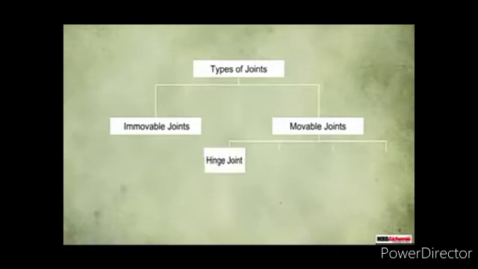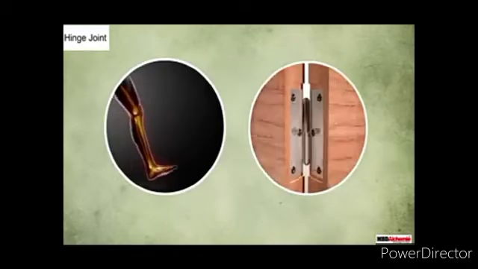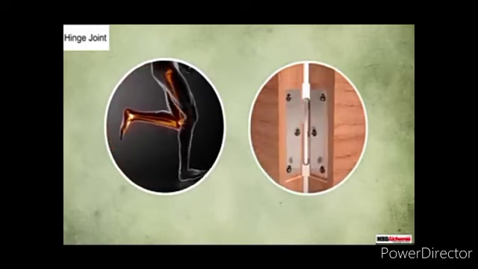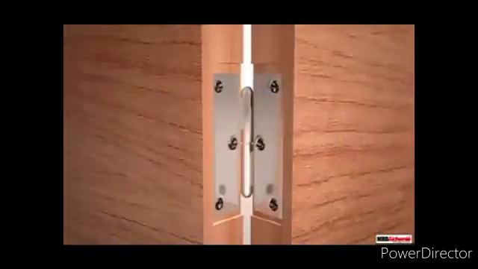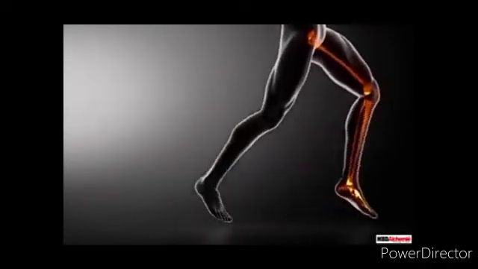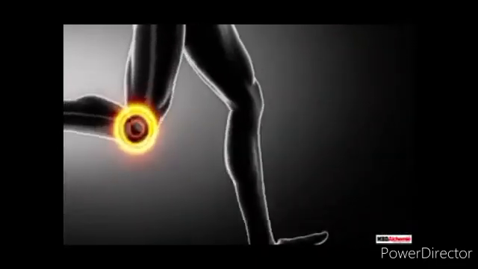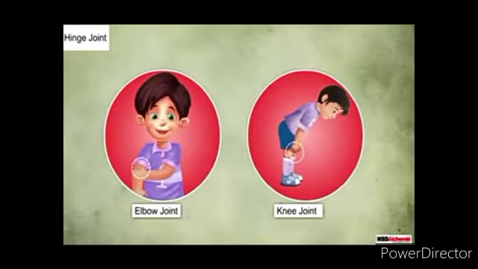Movable joints are further of four different types. They are hinge joint, ball and socket joint, pivot joint, and gliding joint. Let us learn about these joints one by one. Let us first learn about the hinge joint. A hinge joint is very similar to a door hinge. You can see that the door hinge allows the opening and closing of the door in two directions. Similarly, a hinge joint in the body also allows the movement in two directions, that is, forward and backward, or upward and downward. The elbow and knee joints are the two examples of the hinge joint.